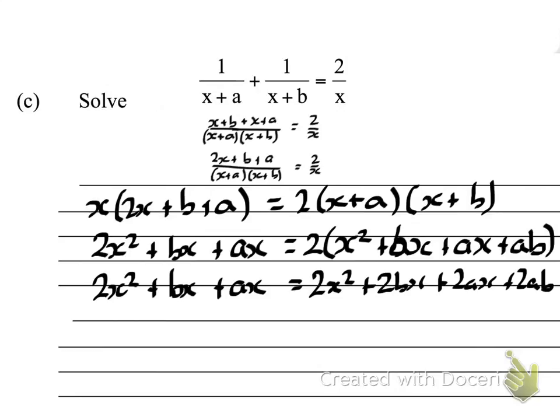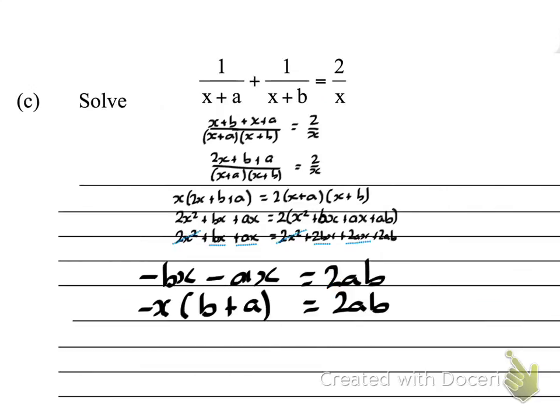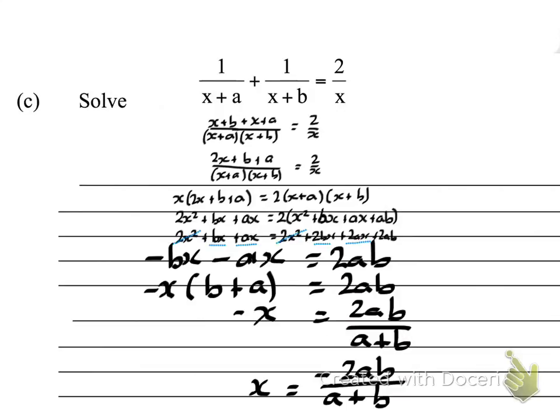Because we want to solve for x, move all your x's over to the left hand side. 2x squared will cancel out with that, and bx minus 2bx is negative bx. The same for the ax. 2ax shifted to the other side becomes negative 2ax. Factorize the negative x out, then divide by the b plus a. And now divide by negative x, or negative 1 rather. And there's our answer.